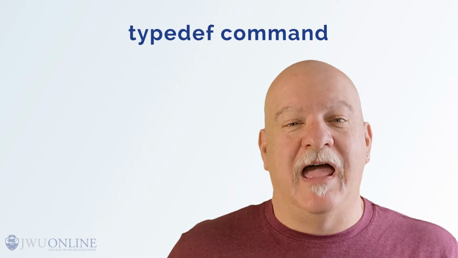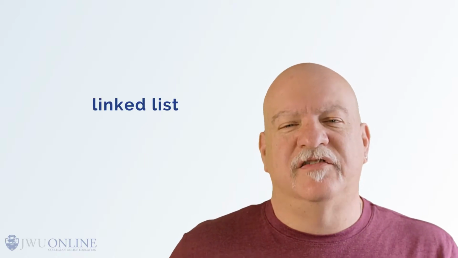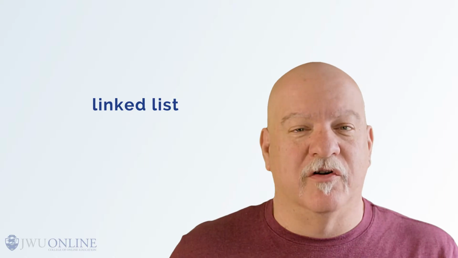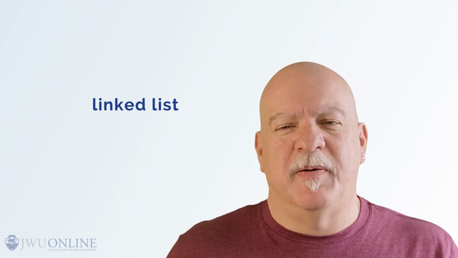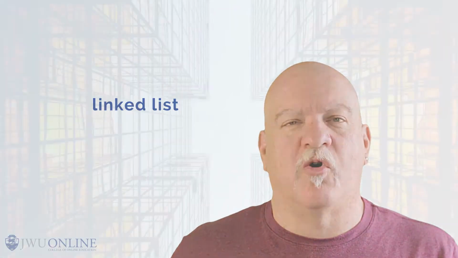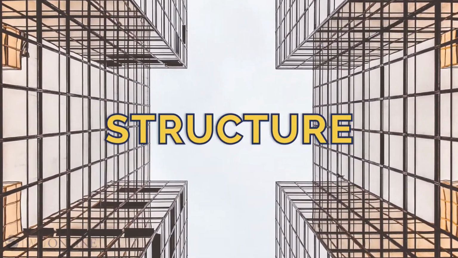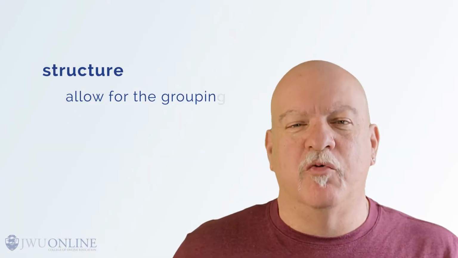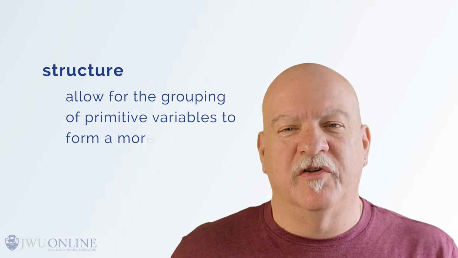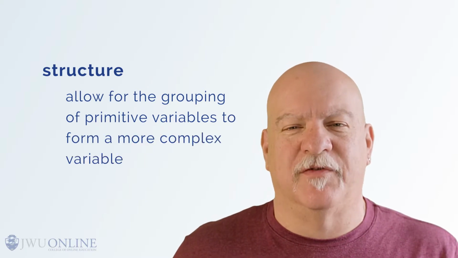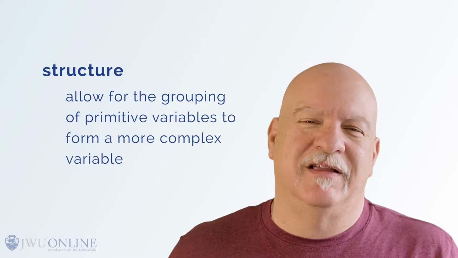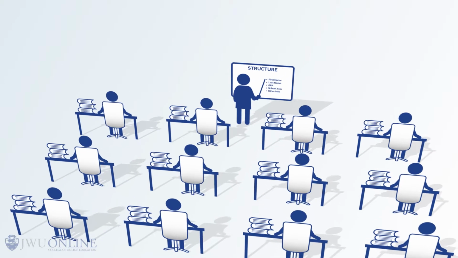So now this is just the beginning. In our next installment, we're going to work with a more advanced data structure called the linked list and discuss how to make them and what they're good for. Linked lists depend on a special kind of variable called a structure. Structures allow for the grouping of primitive variables to form a more complex variable. Sounds confusing? It's really not. Suppose you're a teacher with a class of students.